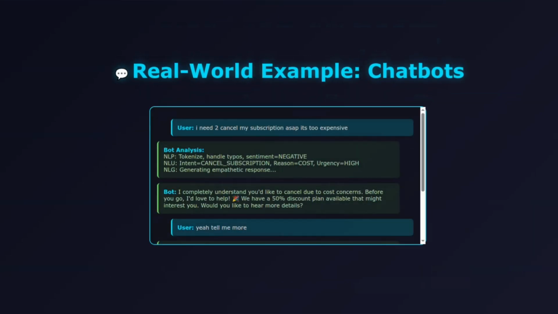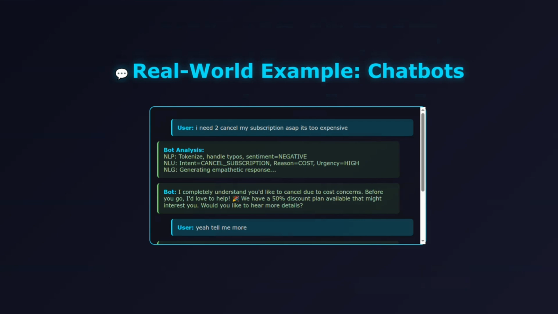Let's see this in action with a real chatbot example. Imagine you're chatting with a customer service bot. User types, "I need to cancel my subscription ASAP, it's too expensive." Watch what happens step by step. NLP springs into action, recognizes informal language, tokenizes, "I need cancel subscription ASAP, expensive." Lemmatizes: cancel and canceling both become cancel. Detects sentiment, negative. Keywords, cancel, expensive.